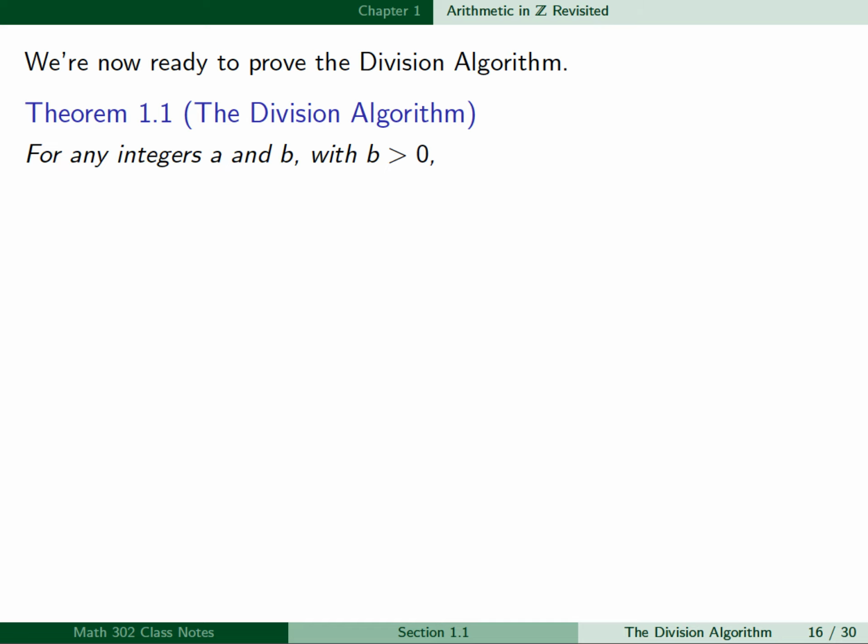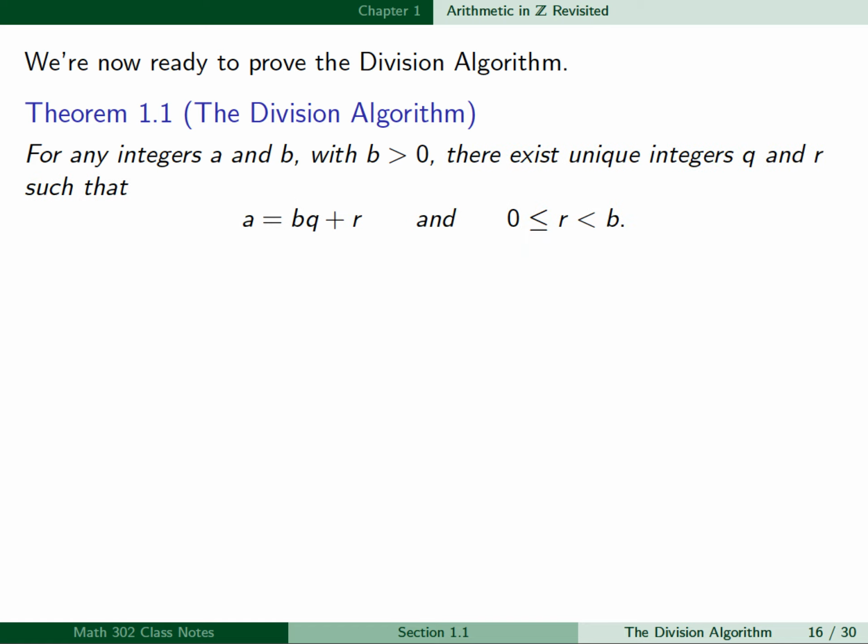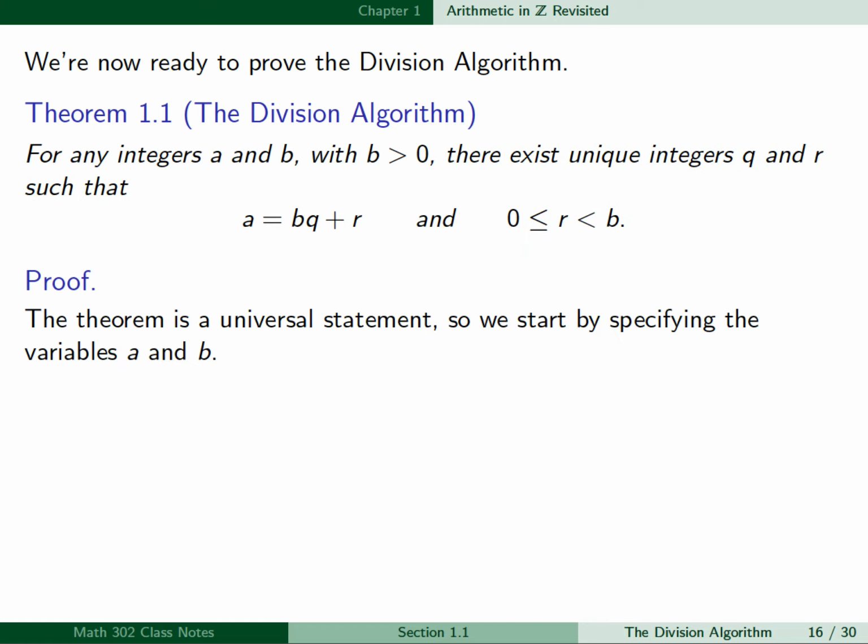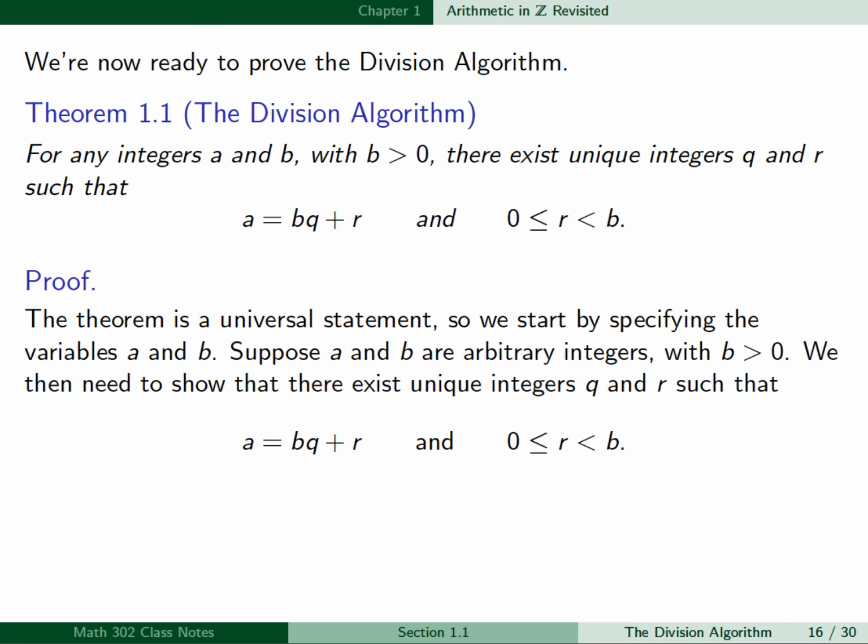So we'll start by restating it, and we'll begin the proof. Now the theorem is a universal statement, so we start by specifying the variables a and b. So we'll suppose that a and b are arbitrary integers with b greater than 0. And we then need to show that there exist unique integers q and r such that a is equal to bq plus r and 0 is less than or equal to r is less than b.